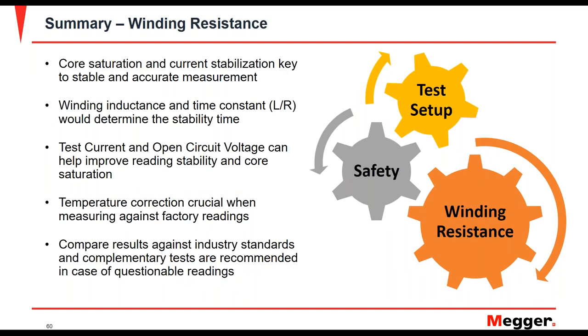As far as winding resistance is concerned, we saw that core saturation and current stabilization are key to have an accurate and stable resistance measurement. You could have situations where the winding inductance will drive the amount of time that it'll take for the resistance measurement to stabilize. So by selecting the proper test current and open circuit voltage, you can get improved stability and core saturation, which will give you an accurate and fast winding resistance measurement.